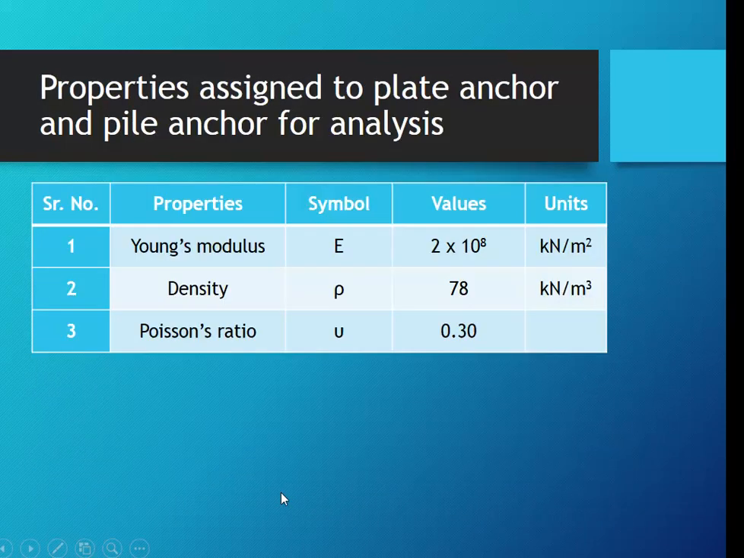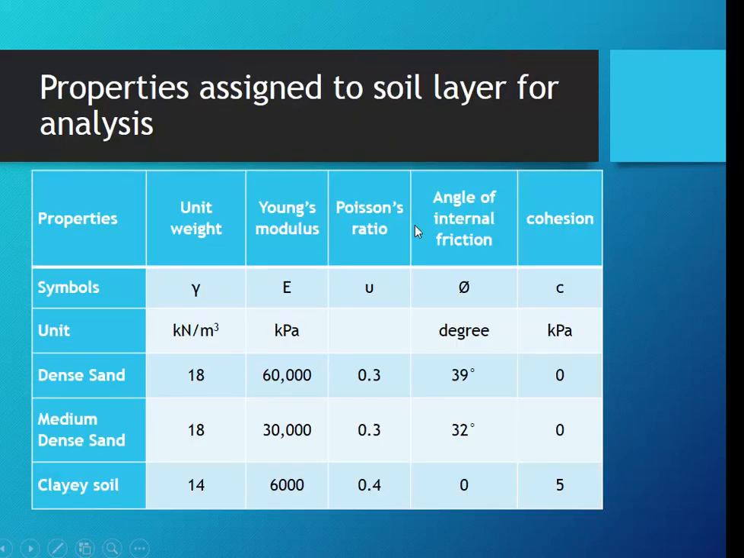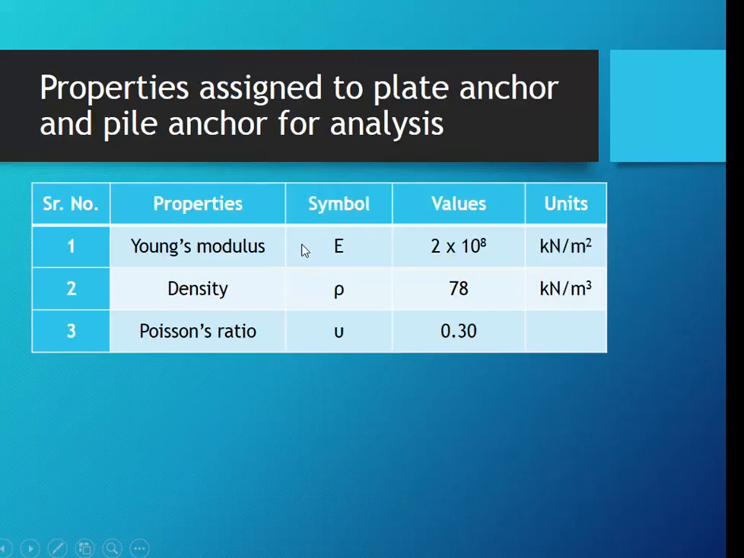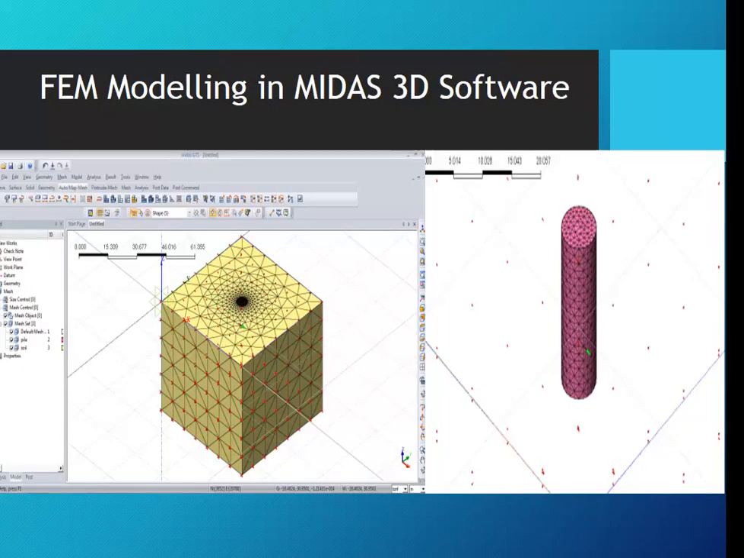So this is the property assigned for the soil layer analysis. The unit weight, Young's modulus, Poisson's ratio, angle of internal friction, and cohesion I have taken for three types of soil. Then I have taken some additional parameters here for the steel type of anchors, the pile and plate anchors: the Young's modulus, density, and Poisson's ratio.